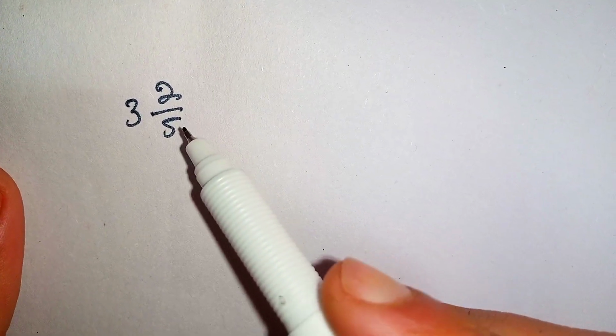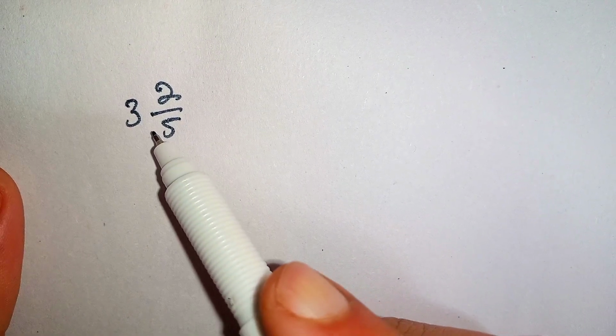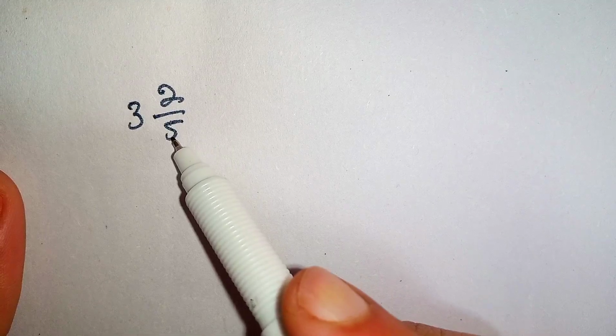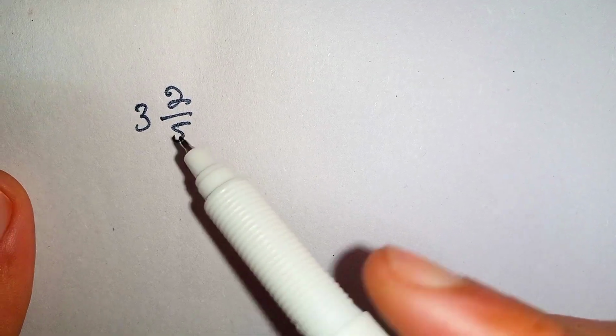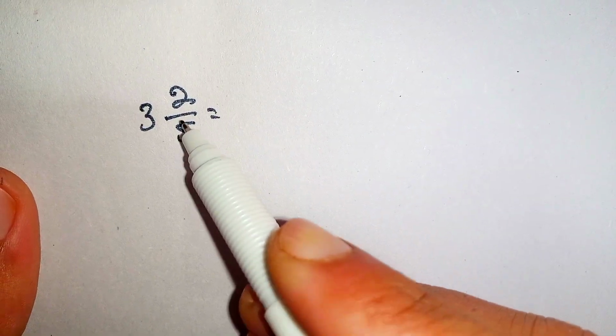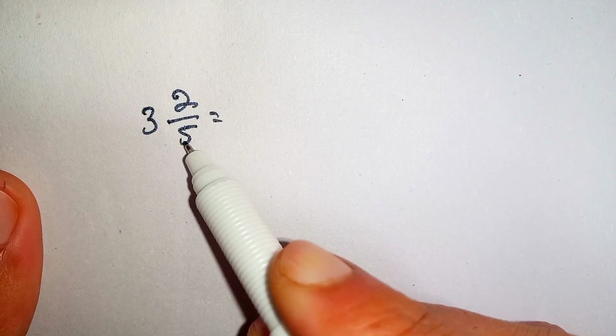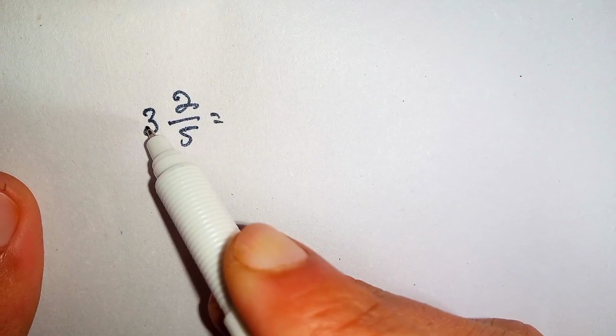In this video, I am going to show you how you can convert the mixed number 3 and 2 over 5 into an improper fraction. So to convert this mixed number into an improper fraction, simply multiply 5 by 3 and add their product with 2.